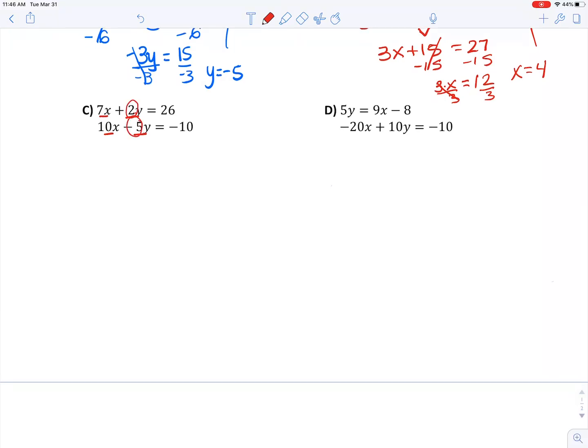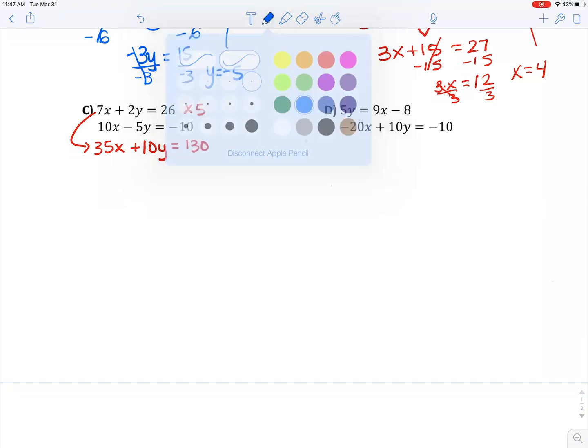I do know, though, that 2 and negative 5 both go into a 10. So that's my number I'm going to focus on right now, is how to change the y values into a 10. So if I multiply 2y times 5, that will give me 10y. So that means we're going to take the top equation and multiply it by 5. 7 times 5 is 35x. 2y times 5 is our 10y that we wanted. And 26 times 5, we could use a calculator there, that's 130.